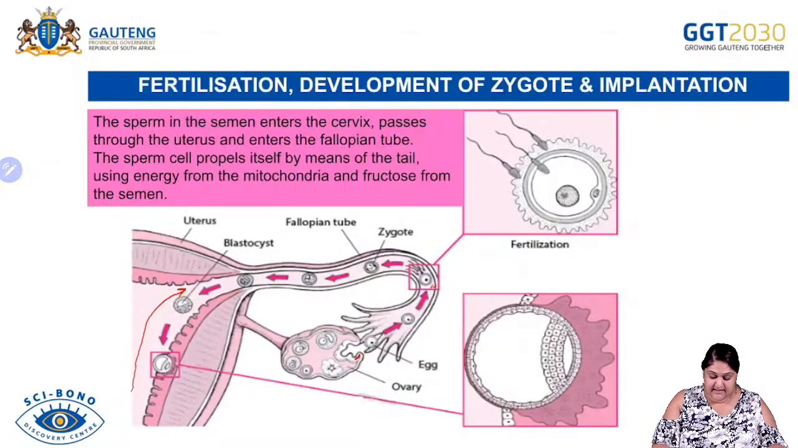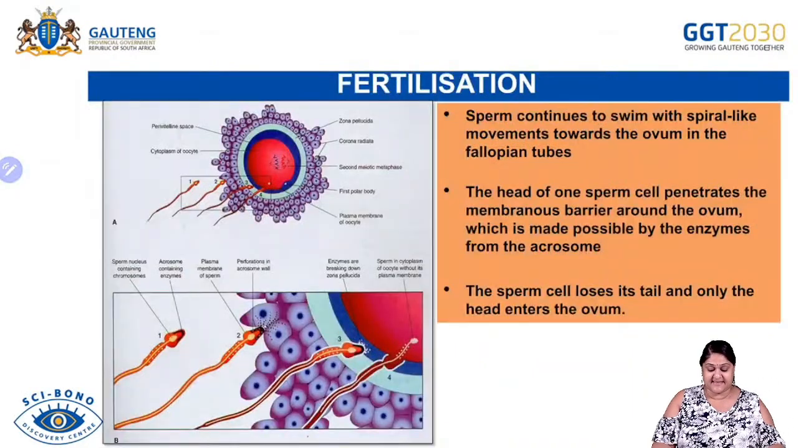Can you see that? You can see over here that something is happening, but we're going to go into more detail in the next slide. So what happens now is that the sperm continues to swim with a spiral-like movement towards the ovum in the fallopian tube. The head of one sperm cell penetrates the membranous barrier around the ovum, which is made possible by the enzymes from the acrosome.